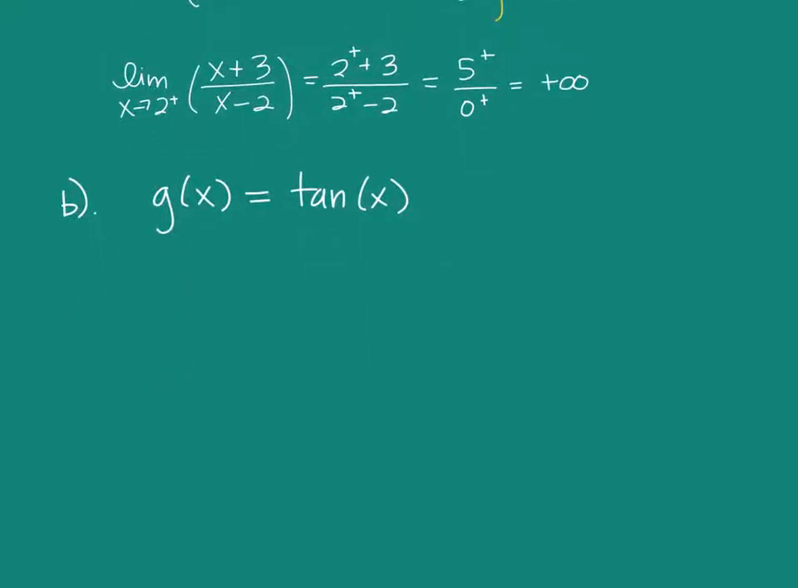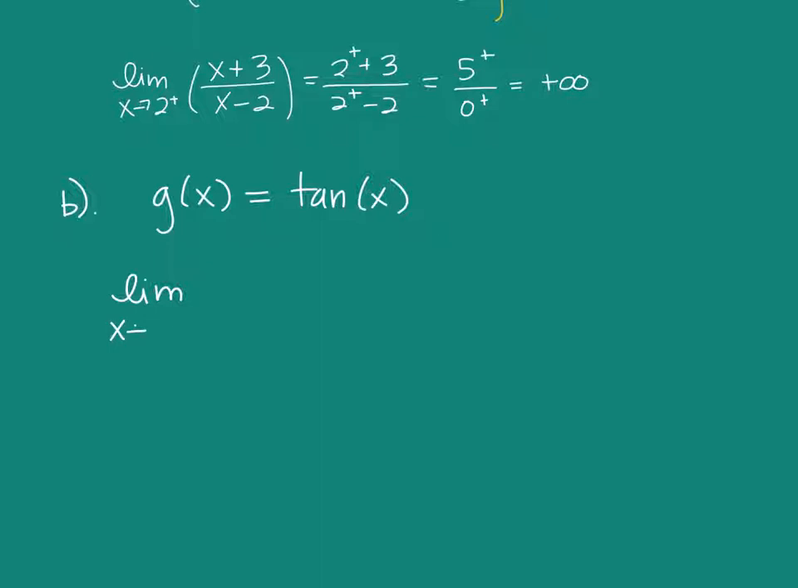So pick me one of tangent's asymptotes. And you could prove it for any of them. Where will tangent have an asymptote? Not pi, but pi over 2. Okay, pi over 2. And so all you need to do is prove it. You could pick any of tangent's many asymptotes. Okay, we'll just pick pi over 2.